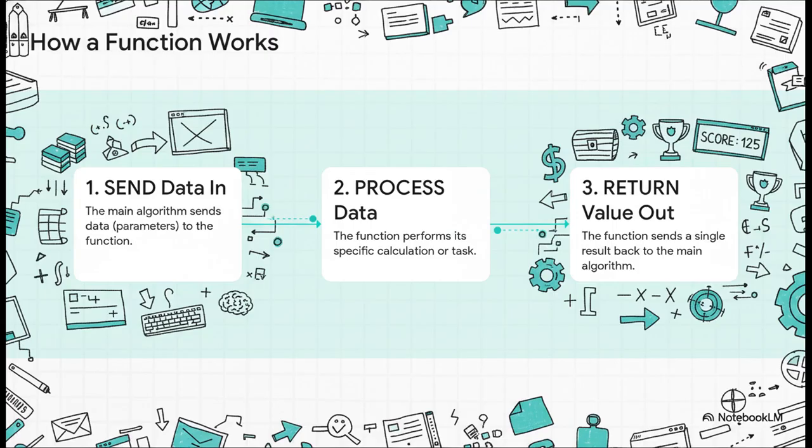So it's always this simple three-step dance. Step 1, you send some data to the function. Step 2, the function processes that data. And step 3, it returns one single value back to you. A perfect example would be a function to update the score in your game, right? You send it the current score, it does the math, and it sends back the new score.